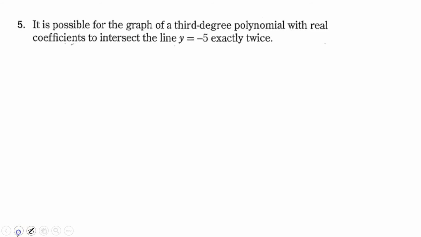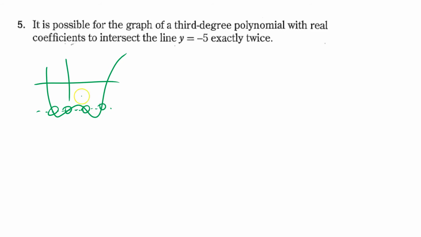That wasn't too bad. It is possible for the graph of a 3rd degree polynomial with real coefficients to intersect the line y equals -5 exactly twice. So this is getting back to the wiggliness theorem. Remember, the wiggliness theorem told us that if you have a function like this that crosses a horizontal line a certain number of times, this crosses once, twice, 3, 4 times, so that degree has to be at least 4. So here we have a 3rd degree polynomial, so some kind of x cubed plus a bunch of other stuff maybe.